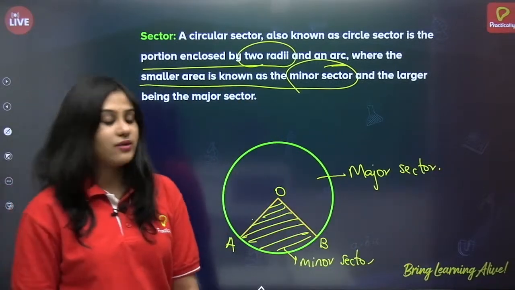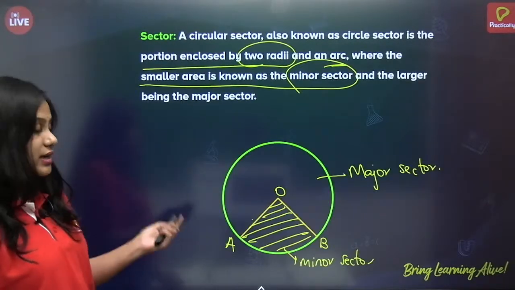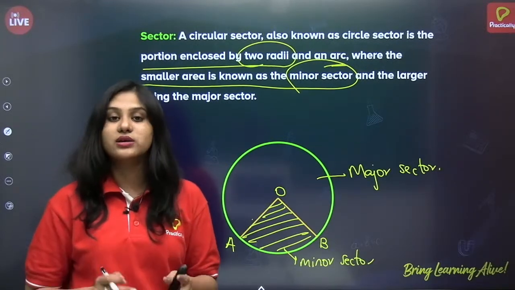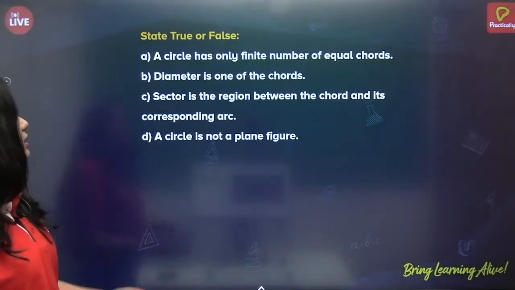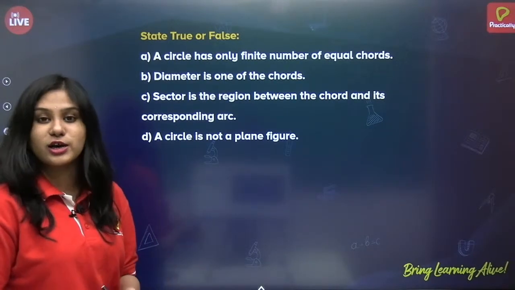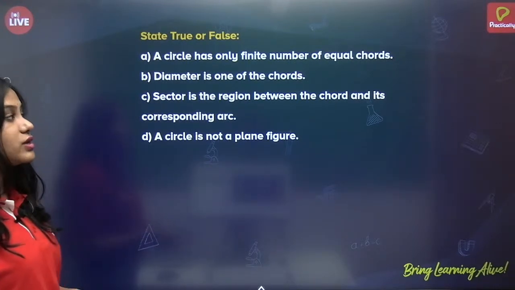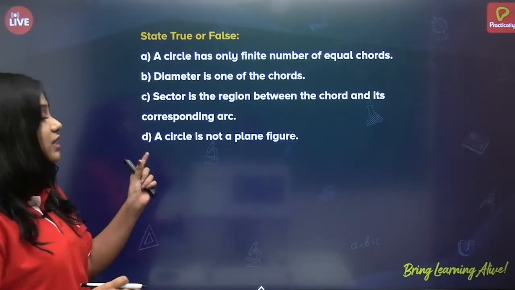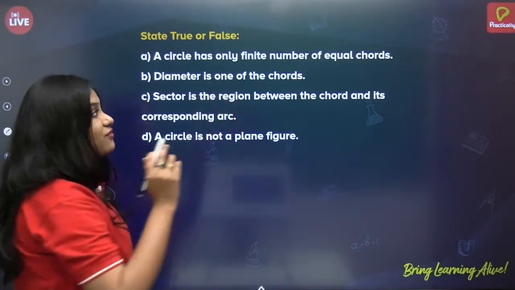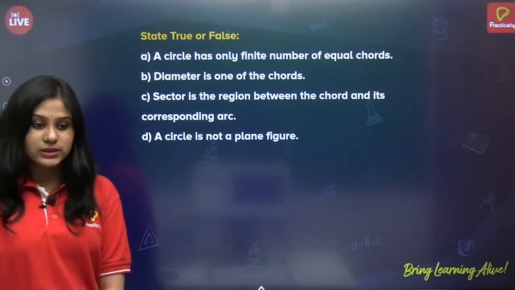Right, so now we have studied what is chord, what is segment, what is sector, and we have also seen what is minor and major sector, what is minor and major segment as well. Now, let us do a small exercise to test our knowledge, okay? A circle has only finite number of equal chords. Come on, answer. State whether the given statement is true or false. A circle has only finite number of equal chords. So, just answer in the comments. I'll check it.